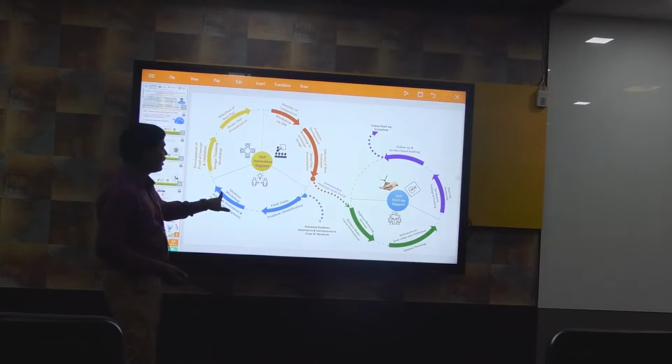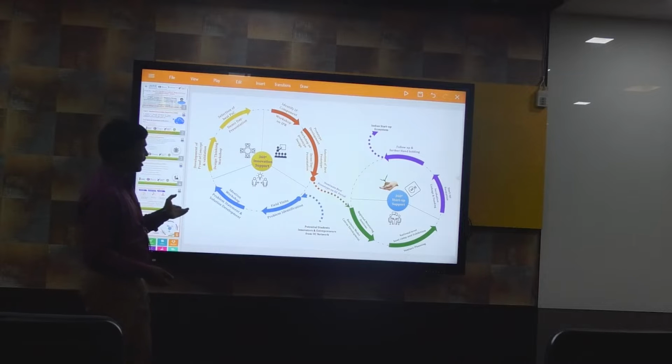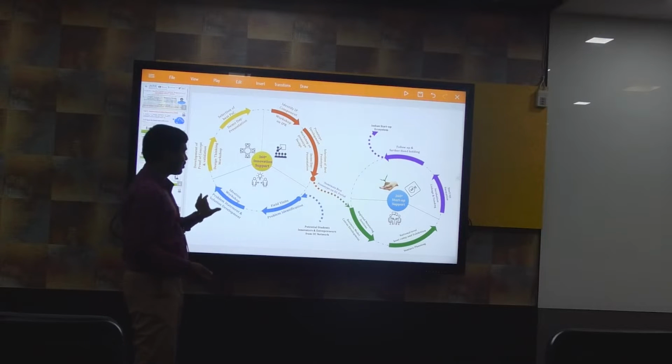The next one will be to conduct some ideation workshops. If the students come and participate in an ideation workshop, they are able to define the problem statement and solution development. They are entering into this particular part.